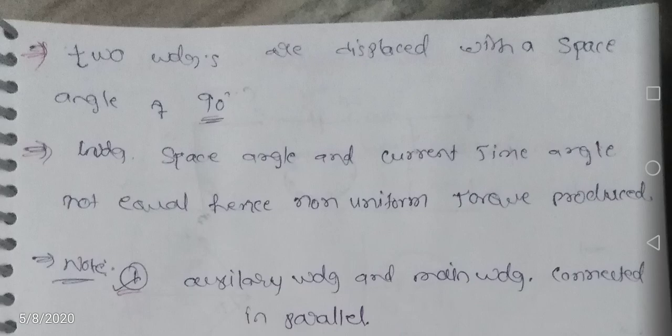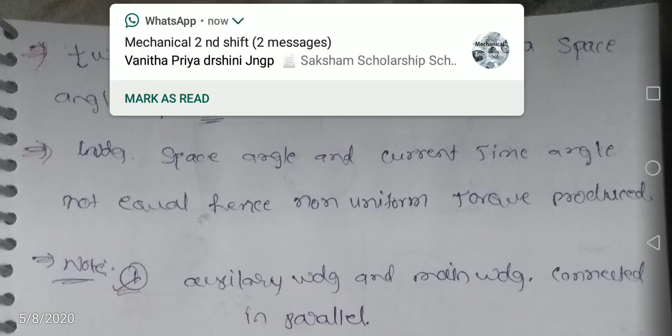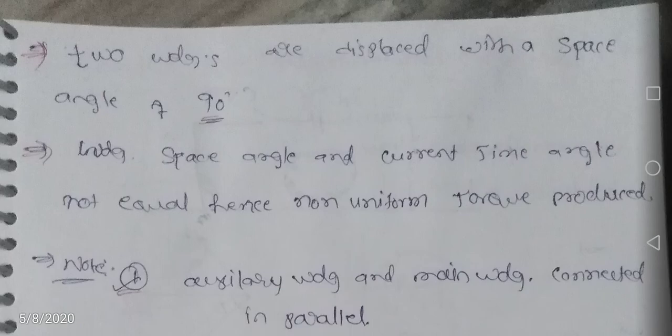Here the space angle and time angle are not equal, so there is production of a rotating magnetic field slightly, and an unequal or non-uniform torque will be produced. So see that point: the winding space angle and current time angle are not equal, hence non-uniform torque is produced.